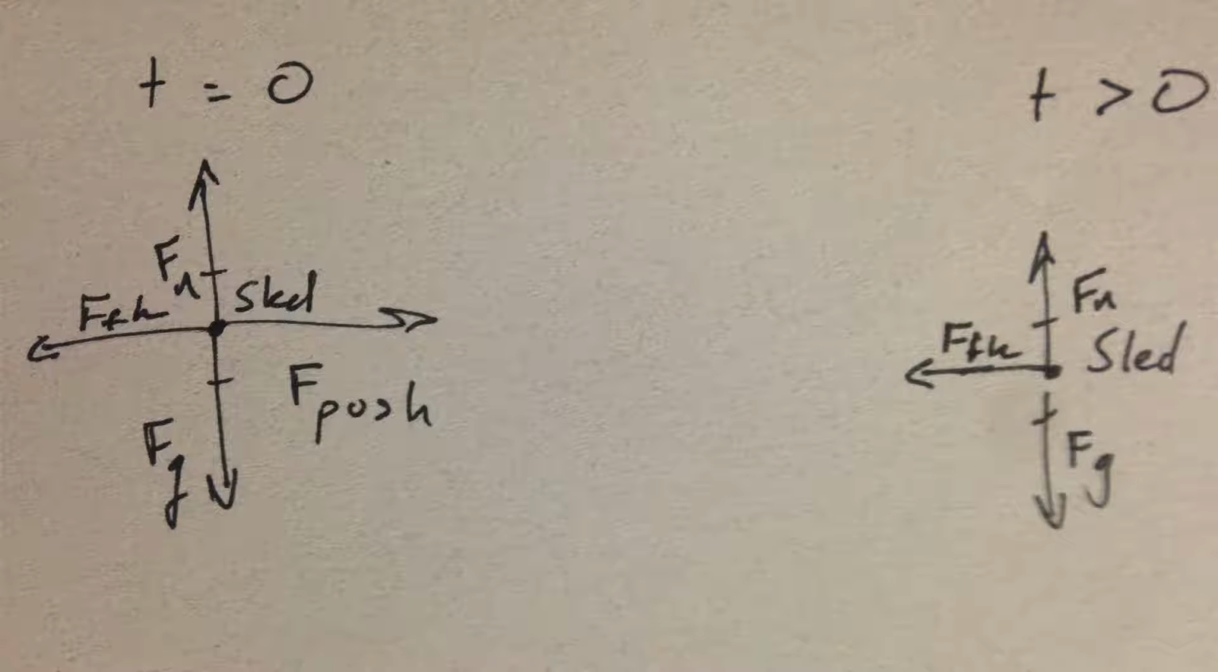On the left is a free body diagram of the sled during its push. There are 4 forces acting on the sled: the force of gravity, the normal force, which is equal to the force of gravity, the force of the push, and the force of the kinetic friction. After the push, there are only 3 forces acting on the sled: the force of gravity, the normal force, and the force of kinetic friction.